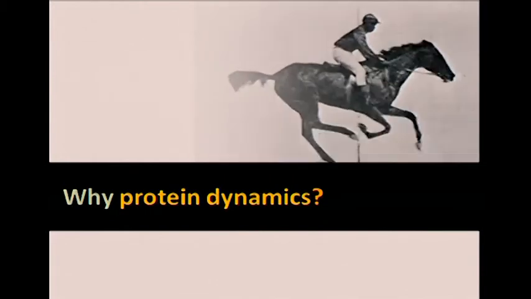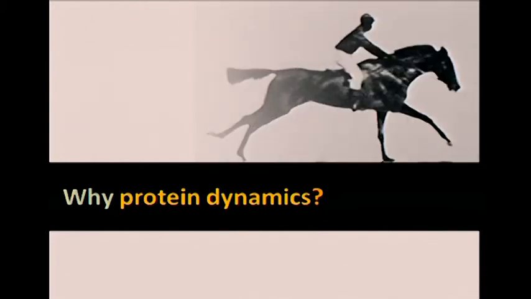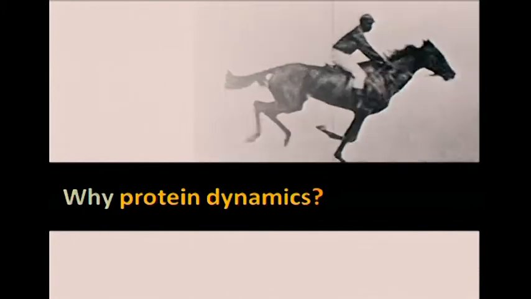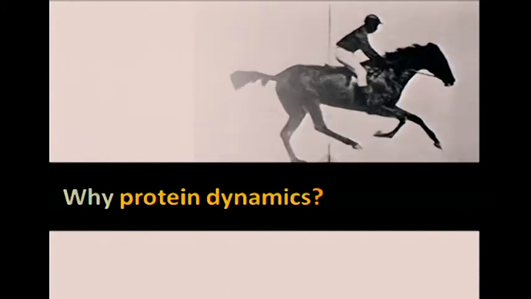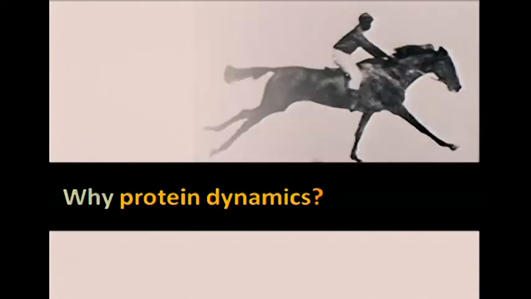Let me start with a metaphor to illustrate why dynamics is relevant for protein function. As you can appreciate, not only the shape, but also the coordinated motions of a horse seem designed by evolution to run. So until fast photography techniques were developed, all representations of running horses were completely wrong.